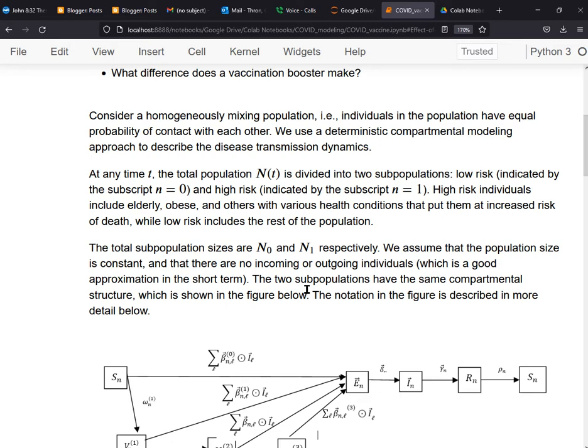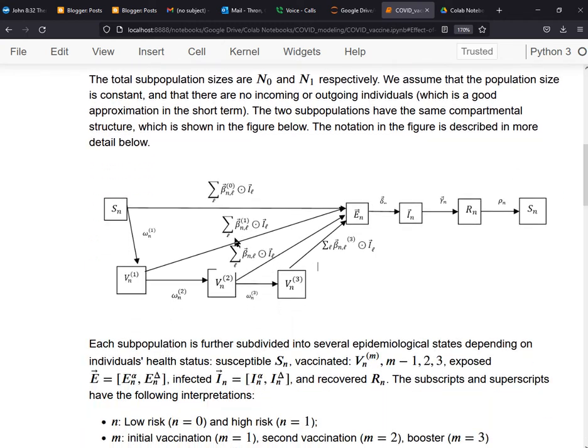Now, the two subpopulations have the same compartmental structure, which is shown in the figure below. So our system actually has two copies of this diagram, one for low risk and one for high risk. For low risk, you'd put zeros here everywhere, and for high risk, you'd put ones everywhere. All right, so here's the diagram, and this diagram will be explained below.